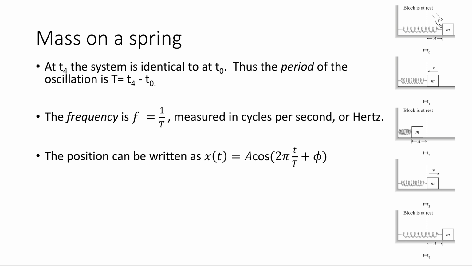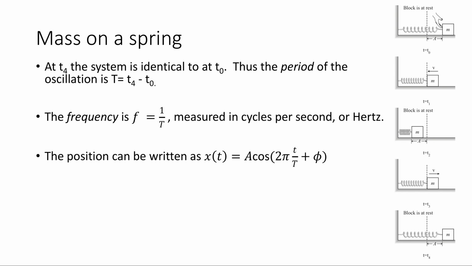This motion can be described as a cosine. So we know that a cosine oscillates between +1 and -1. So if we multiply by a, that means that the position of this block oscillates between plus a and minus a, which exactly matches these pictures. Let's look at the first term inside the cosine: 2 pi times time divided by period.